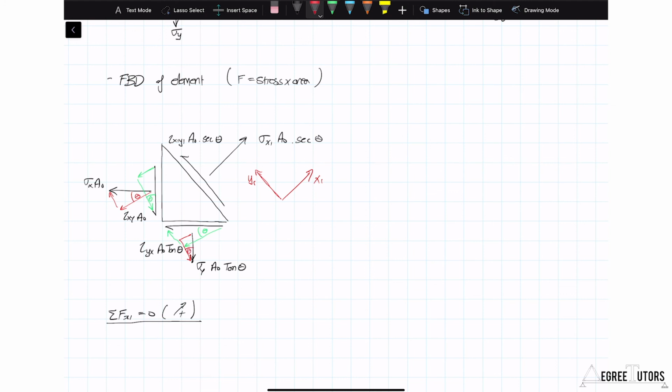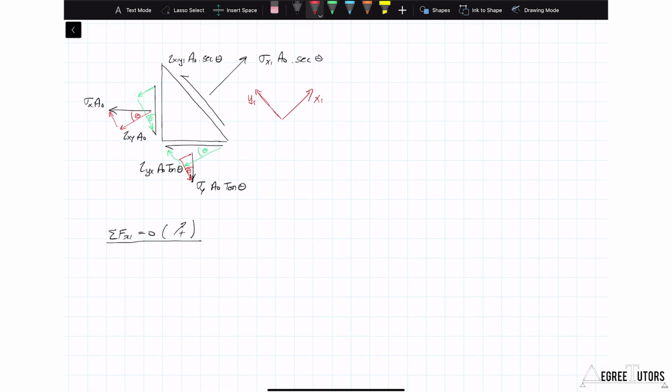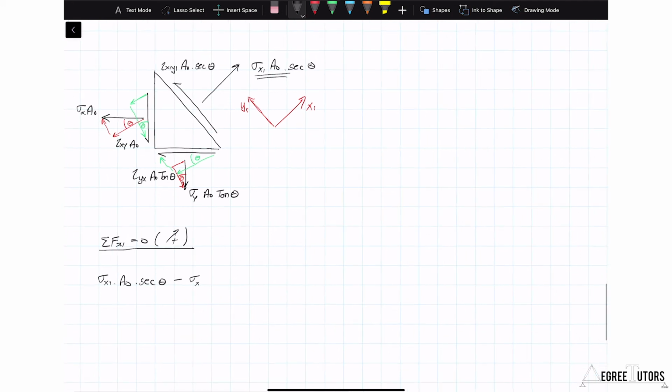All right, so we're breaking these forces down into their components in convenient directions, and now we're just going to consider the sum of the forces. Obviously, this guy acts in the positive x1 direction, so we'll start off with him. So we'll say sigma x1 times a0 times the secant of theta. Right, everything else is in the negative direction. So I'm dealing now with this component here, that guy there. So that's going to be sigma x times a0 times the cosine of theta.